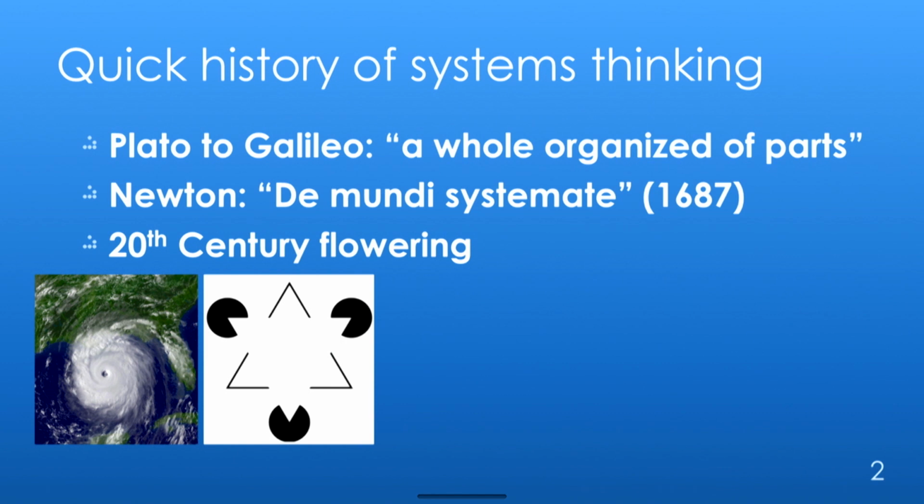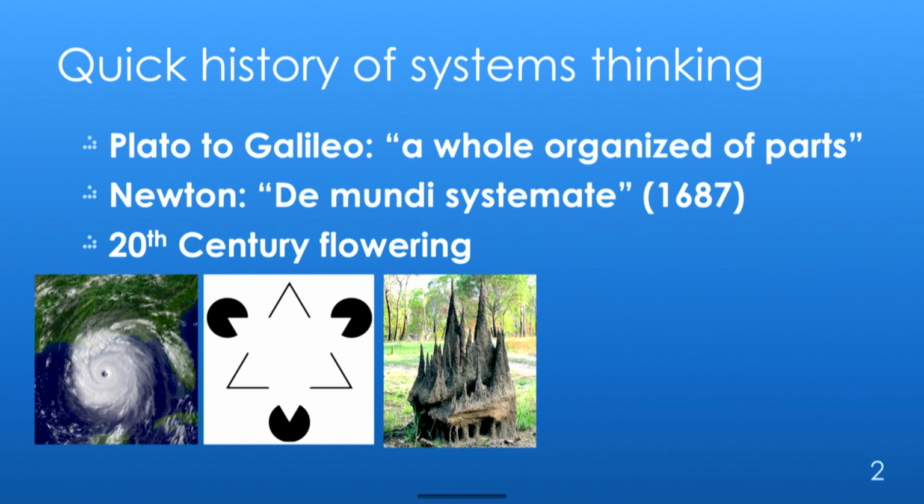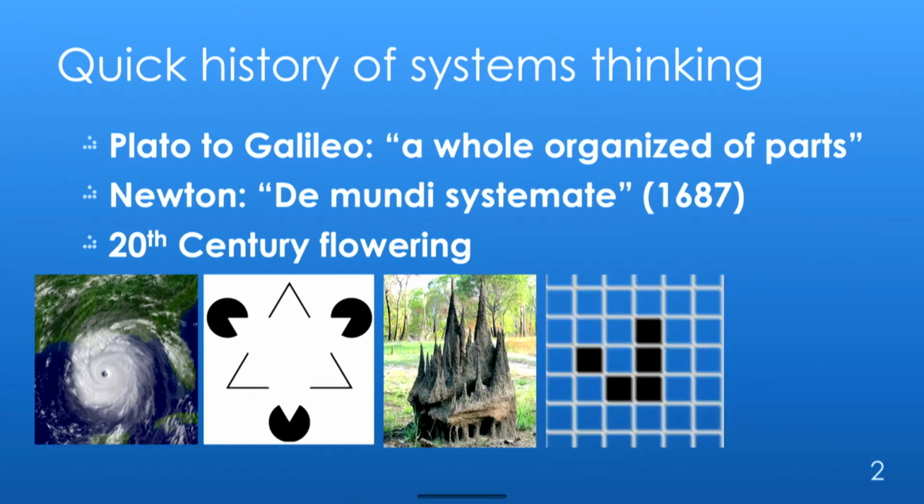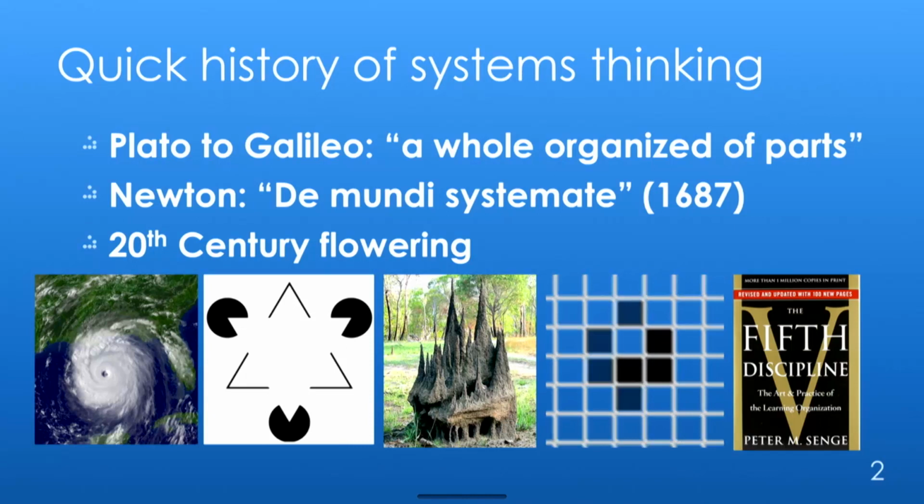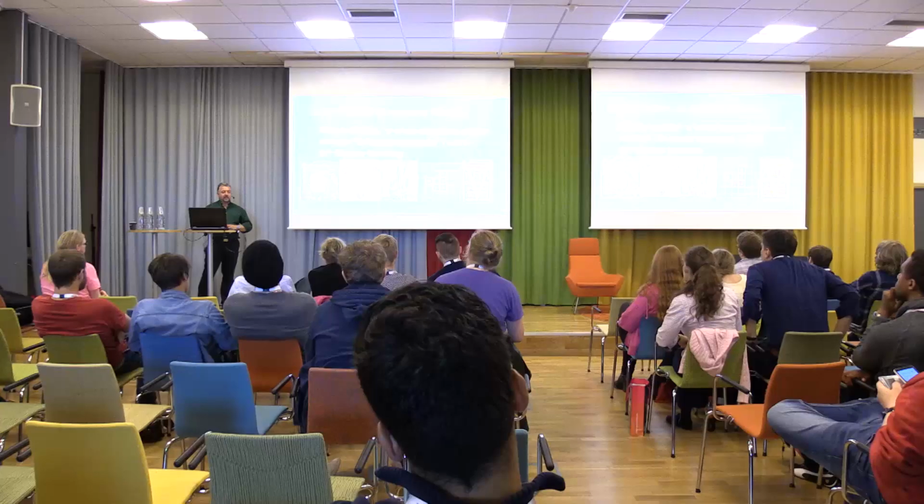In biology, with things like termite mounds, how do termites manage to create a 12-foot tall mound like this? In computer science, here we go, he's finally animating. This is from Conway's Game of Life, this is the glider. And even in business, with things like the Fifth Discipline. So we've seen a lot of this throughout the 20th century really come to light in a lot of different areas. And this has made inroads into game design.